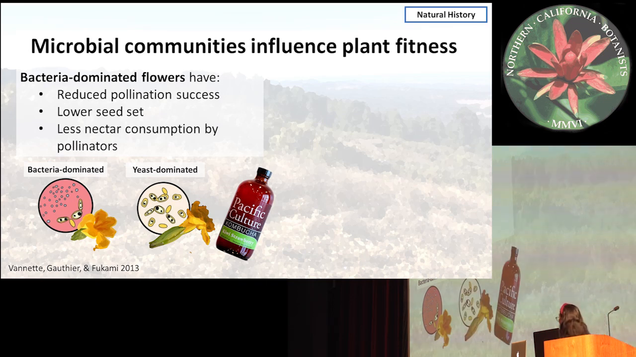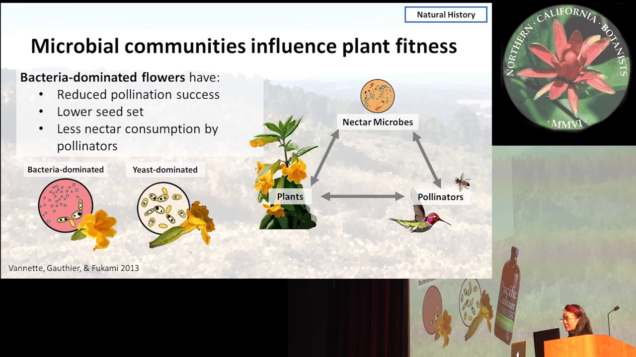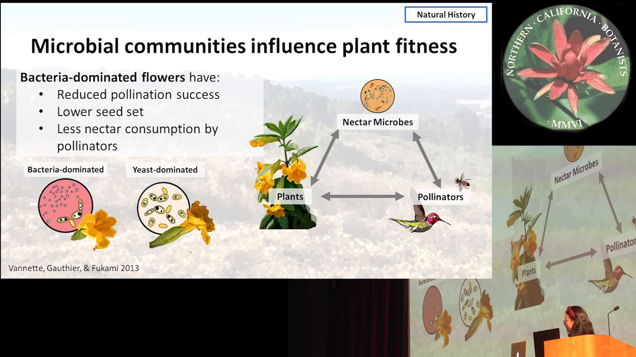This is contrasted by yeast-dominated flowers, which pollinators seem to like more, and there's some research that suggests that yeast might actually make a volatile cue that's attractive to pollinators for those flowers. So the outcome of this competition between bacteria and yeast really can have important implications for this tripartite interaction between plants, pollinators, and the nectar microbes. So, okay, this is cool. Single flowers, microbe competition, changes pollination.